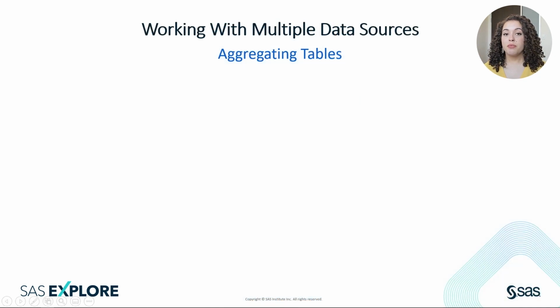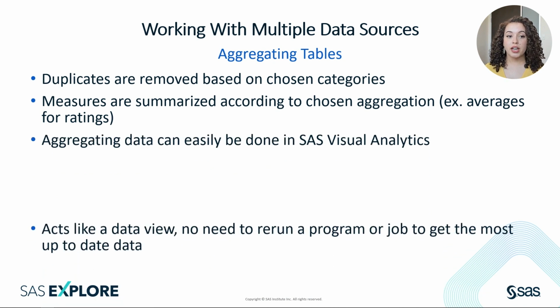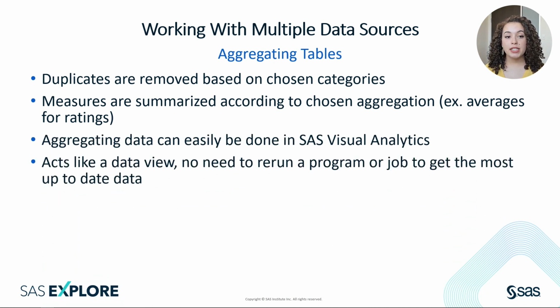Aggregating our tables can be easily done in Visual Analytics. What happens is that duplicates are removed based on whichever categories you choose to include in the aggregated table. And then for the measures you choose to include, those will be summarized according to whatever chosen aggregation you have for them in the data pane of the original data source. This is easily done in Visual Analytics, and it also acts like a view, so no need to rerun a program or a job to get the most up-to-date data.